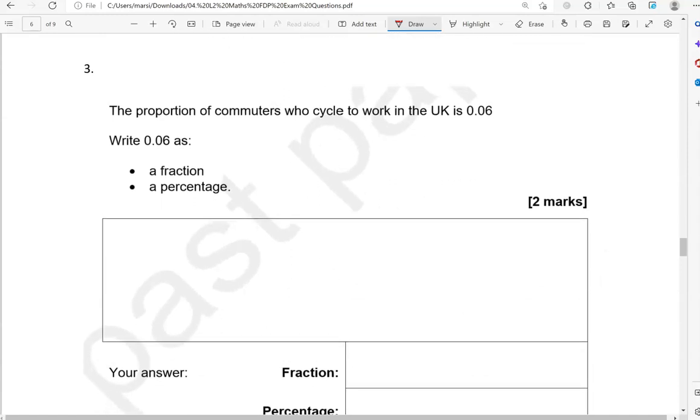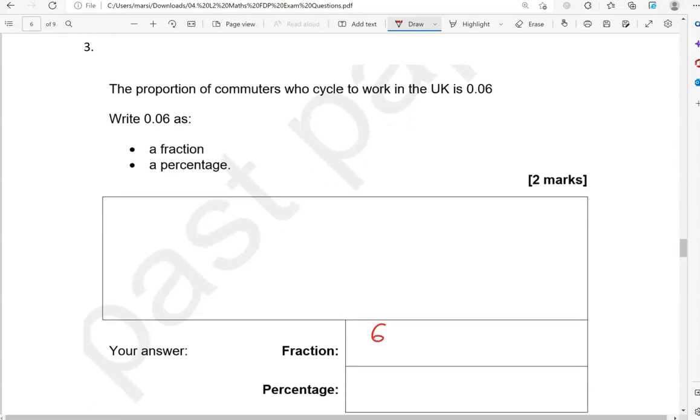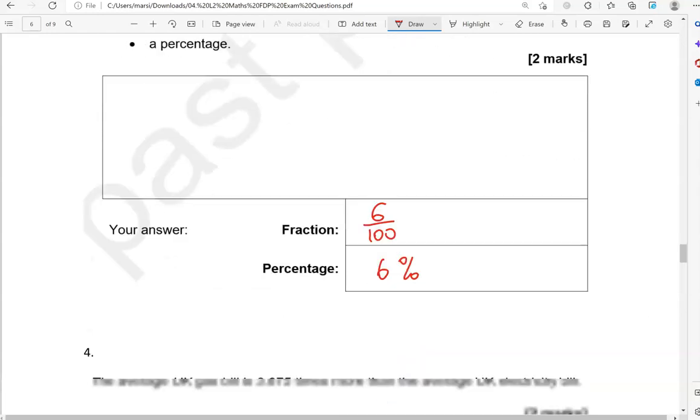The proportion of commuters who cycle to work in the UK is 0.06. Write 0.06 as a fraction, a percentage. Again, that is easy. It's 6 pence. So 6 pence, that is 6 out of 100. As a percentage, that is 6%. So you don't really need a calculator in this case.